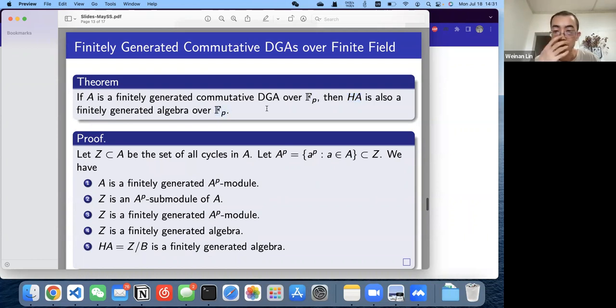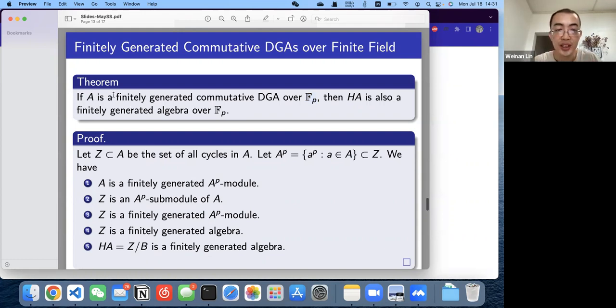And this theorem is false if the field is of characteristic zero. For example, if this is Q or the complex numbers or the real numbers, then this theorem is false. But for finite fields, it is true.